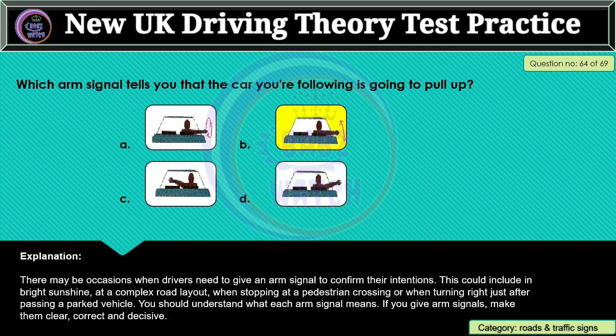Explanation: there may be occasions when drivers need to give an arm signal to confirm their intentions. This could include in bright sunshine, at a complex road layout, when stopping at a pedestrian crossing, or when turning right just after passing a parked vehicle. You should understand what each arm signal means. If you give arm signals, make them clear, correct and decisive.